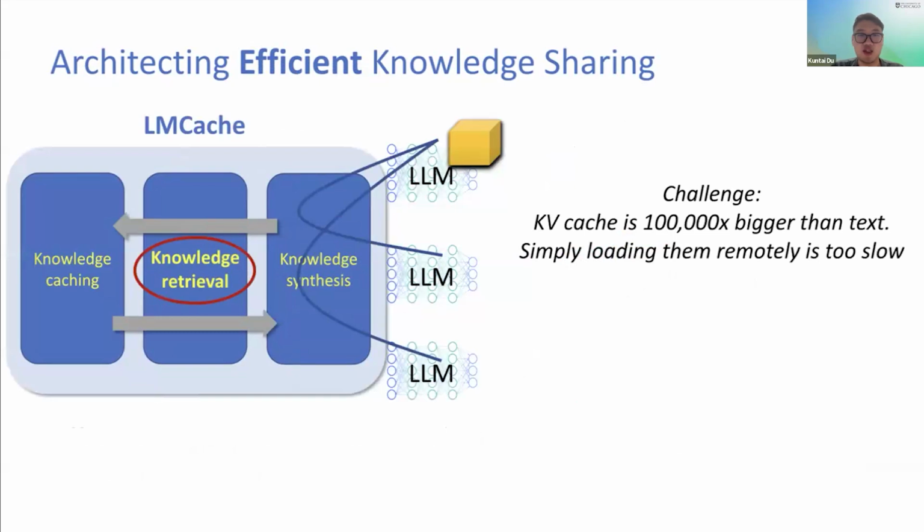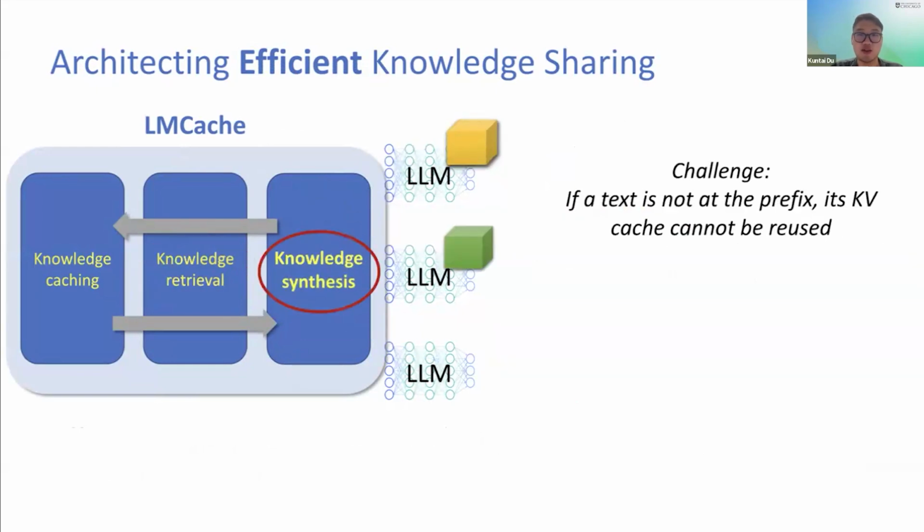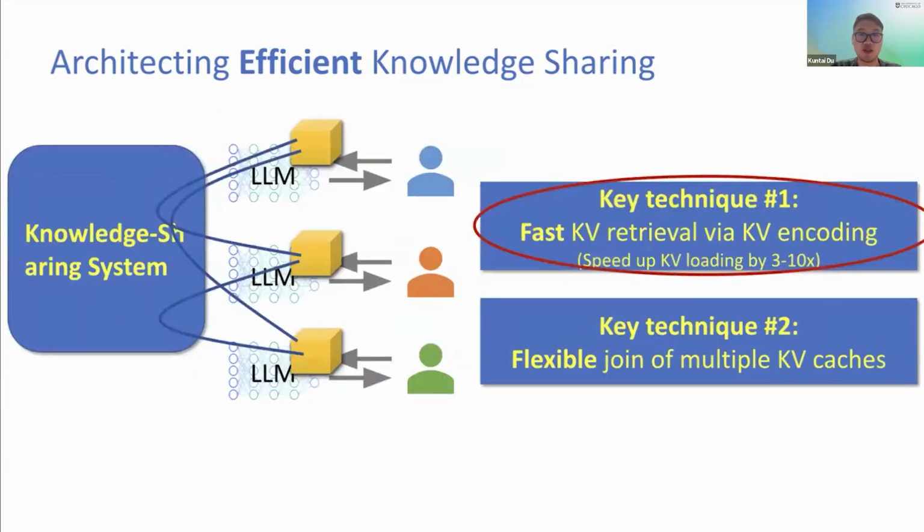And there will be several challenges. One of the challenges is that the KV cache is large, so we need to load it really fast, and there's one key technique for us to do that. The second challenge is that if the text is no longer a prefix, then the KV cache cannot be directly reused. We need to do some tricks there to blend the KV caches together so that it can still be reused. And there's another key technique we're using here. Let's dive into the first key technique first.